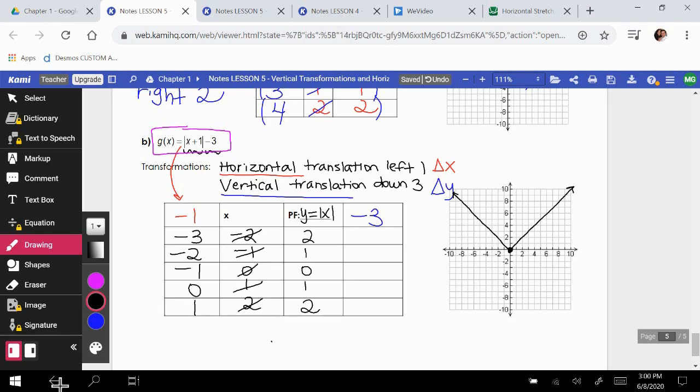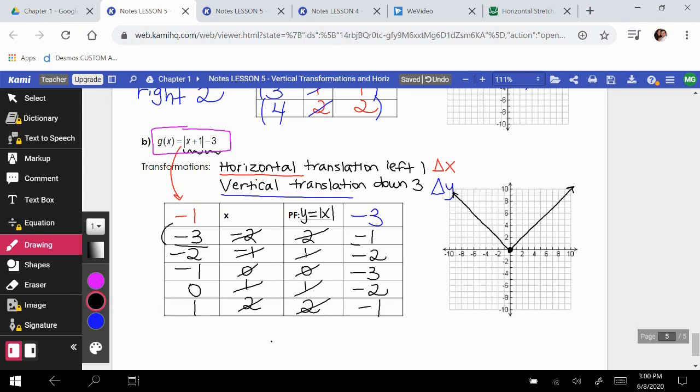Okay, then we've changed the y values as well. 2 minus 3 is negative 1. 1 minus 3 is negative 2. 0 minus 3 is negative 3. 1 minus 3 is negative 2. And 2 minus 3 is negative 1. Okay, so those are our new points.